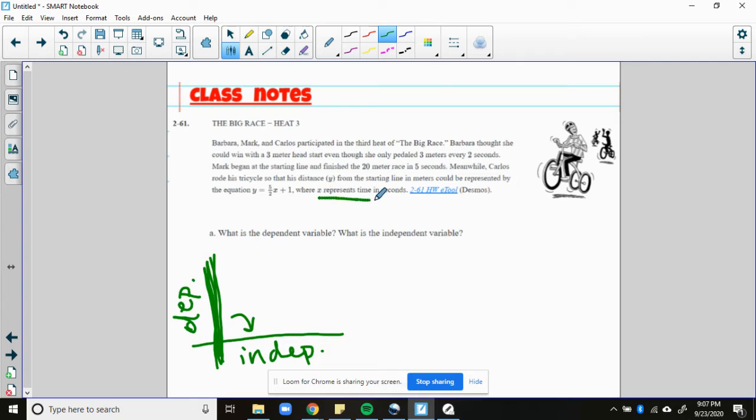So up here on Carlos, it tells us that x represents time in seconds. And so since this is our x-axis, x is our independent, and y, which we know is distance from the starting line, and that is our dependent.